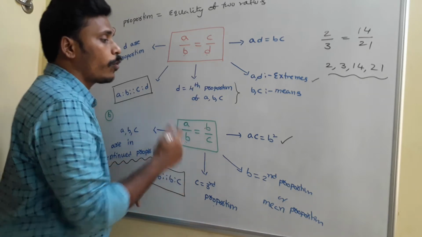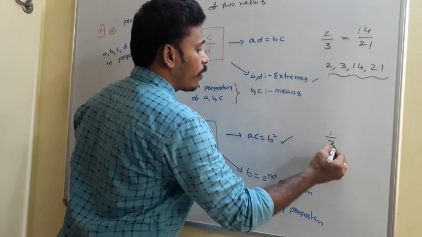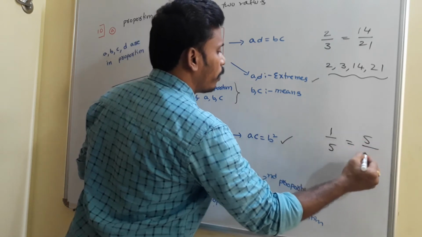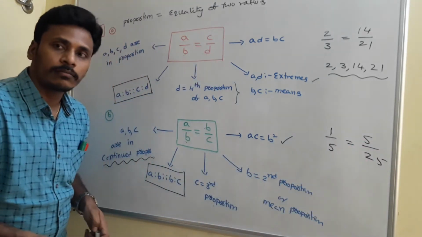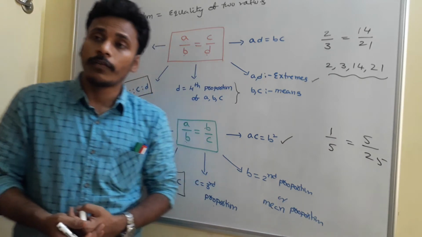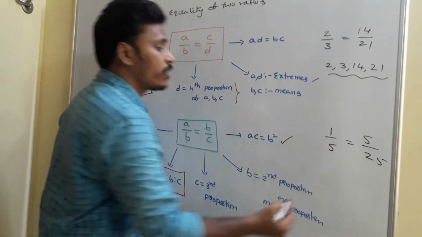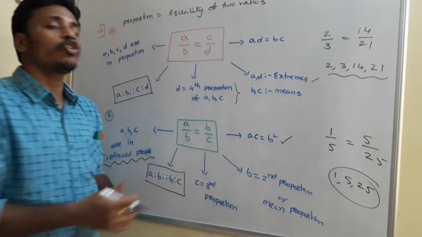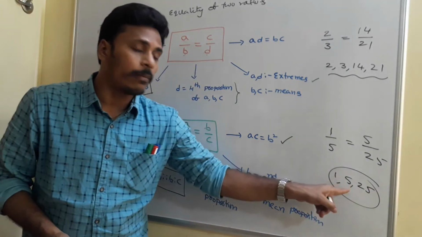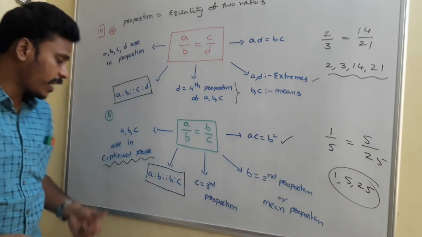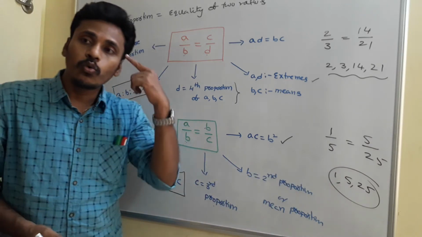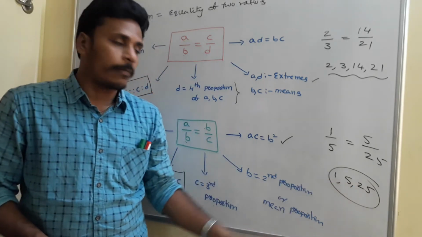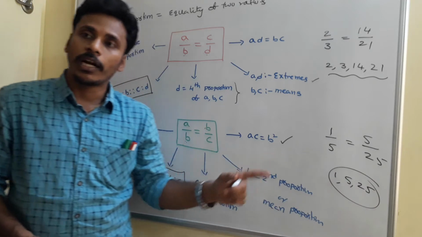For example, suppose 1 by 5 is equal to 5 by 25. Is there anything wrong? Clearly 1 by 5 is 5 by 25 if you check. In this case we say that 1, 5, 25 are in continued proportion because the middle element 5 is the same. If they say continued proportion, you need to treat the middle element B two times. 1, 5 and 25 are in continued proportion.